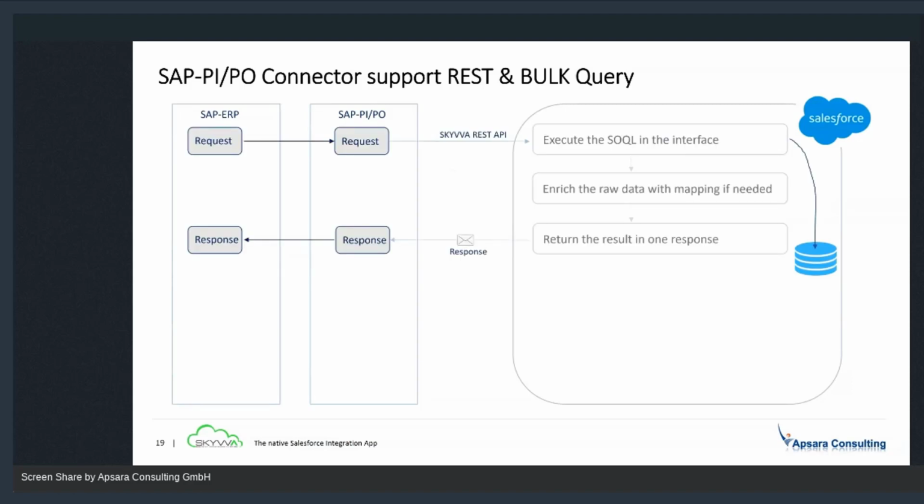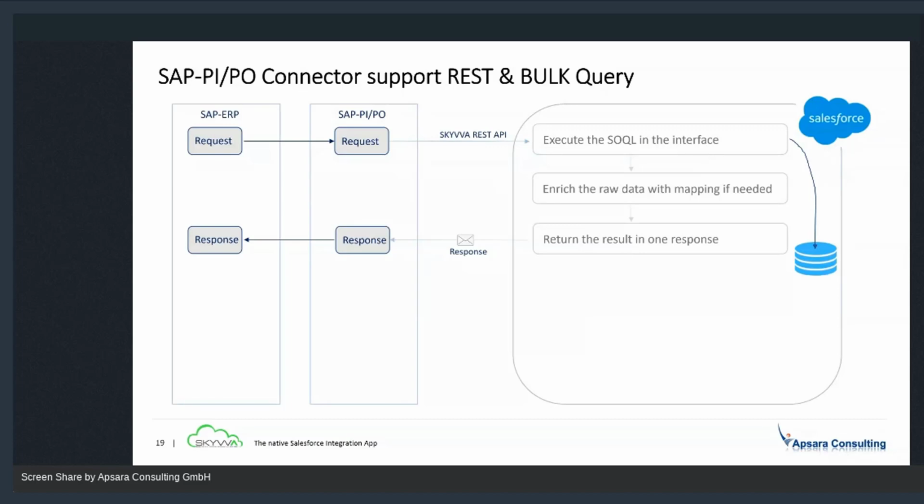What we support right now, the existing functionality, is to execute an outbound interface where you have a select statement, an SOQL statement. This SOQL statement is executed, then you get a raw result, and you can do mapping with that result. Then we give you the response back to SAP-PI, and SAP-PI can pass the response back to the caller. For example, the caller in this example is the ERP system.